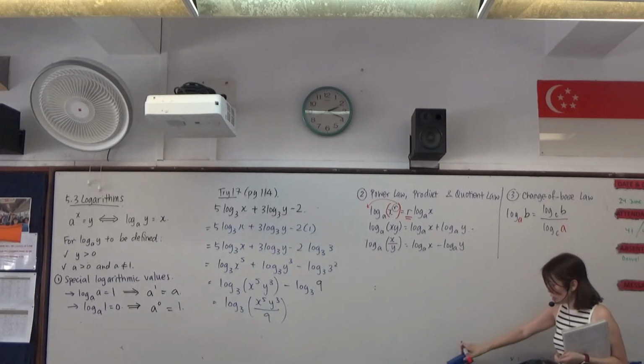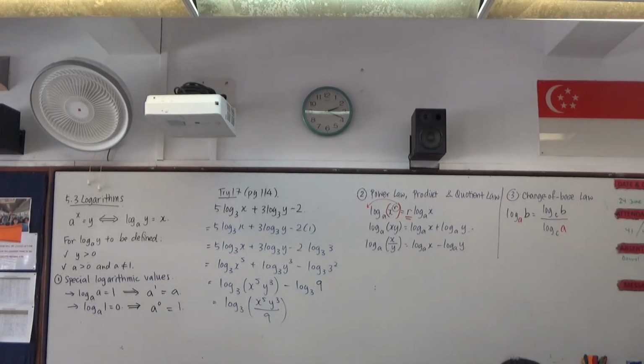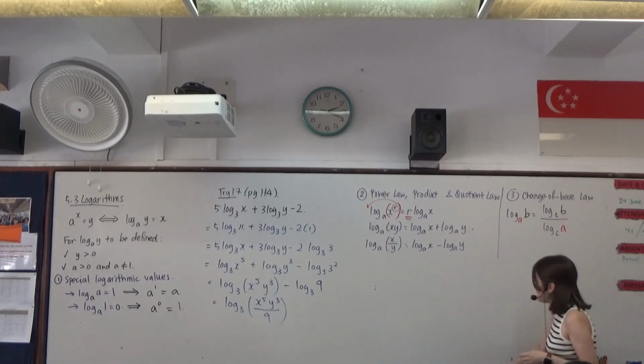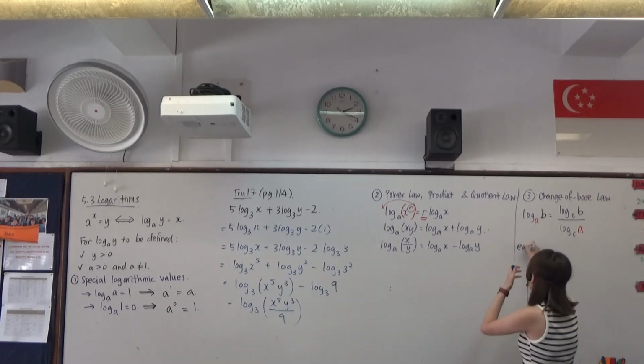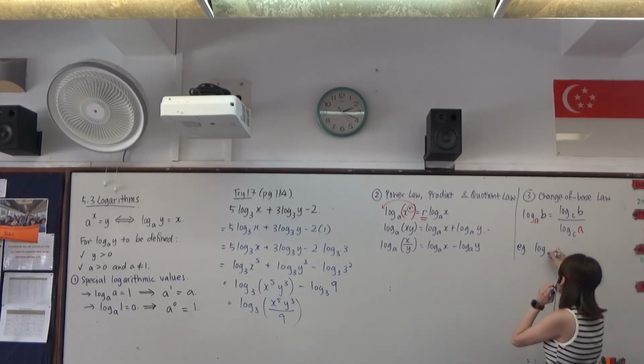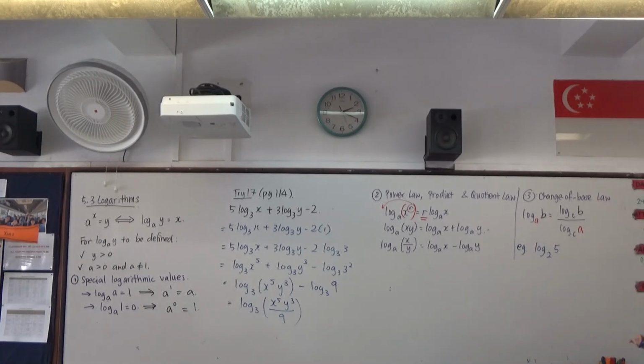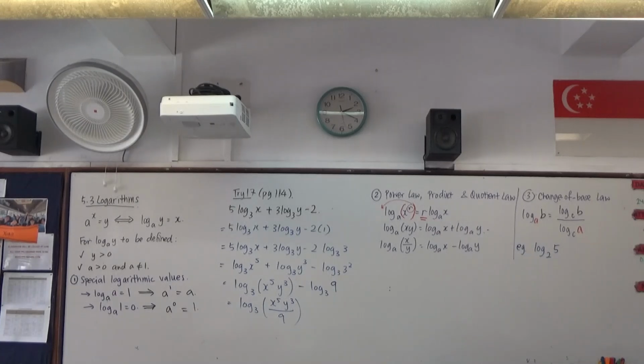So I have changed the base of the logarithm from A into a base of C. What this means is, as an example, if I have log 5 base 2 and I want to change it to a base of 10, which is the common log, that's why it's written LG, I will write log 5 divided by log 2.